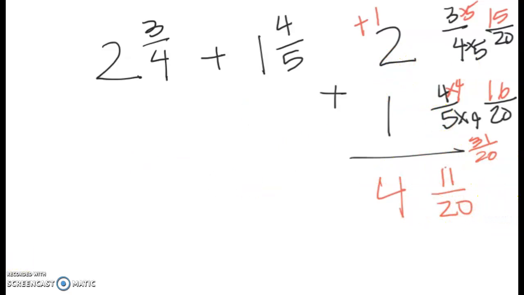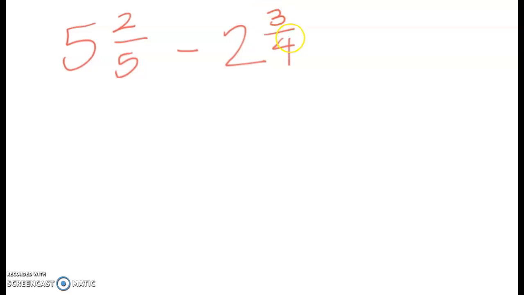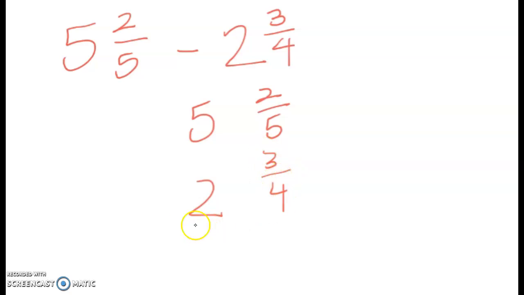Very good. Let's practice one with subtraction. Let's say we had 5 wholes and 2/5 minus 2 wholes and 3/4. Okay, remember, line it up, Miss J. 5 wholes, 2/5 is our fraction. 2 wholes, 3/4 is our fraction.